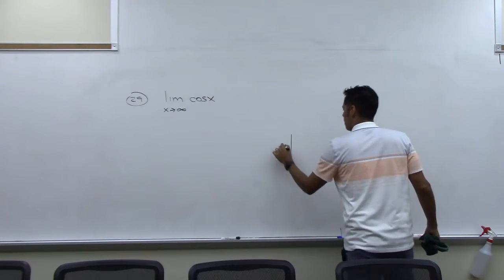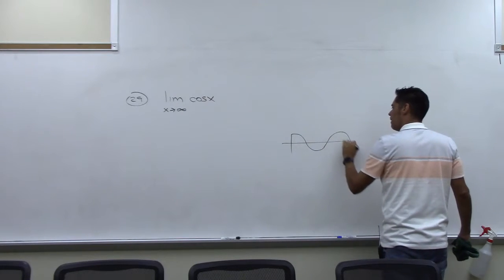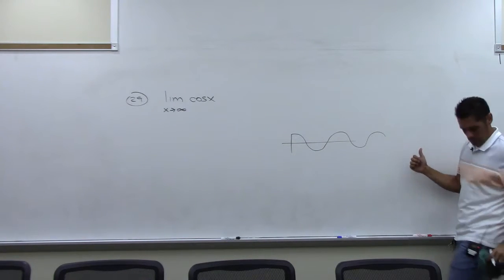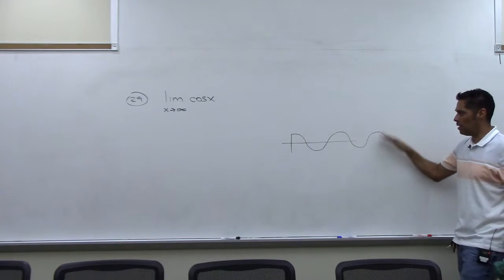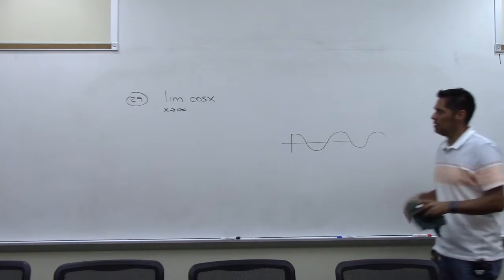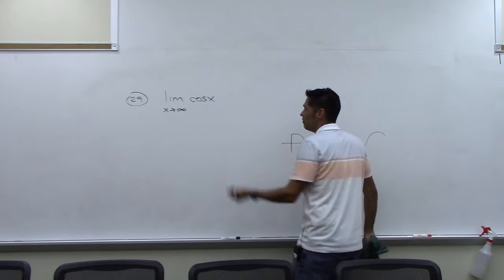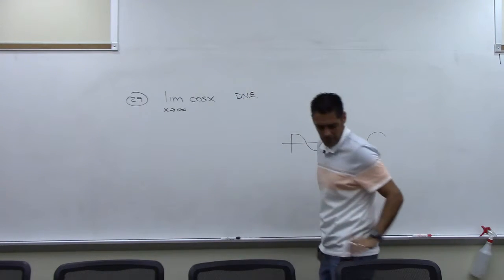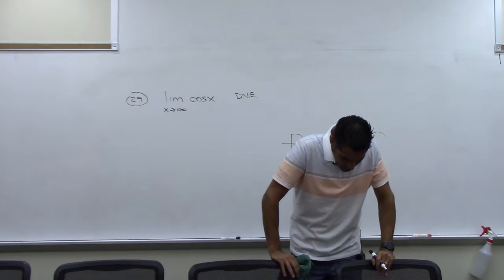So this one, cosine looks like this. And as you go to infinity, it's not headed anywhere. It just oscillates. So since cosine's the only thing in here, this limit just doesn't exist. Done.